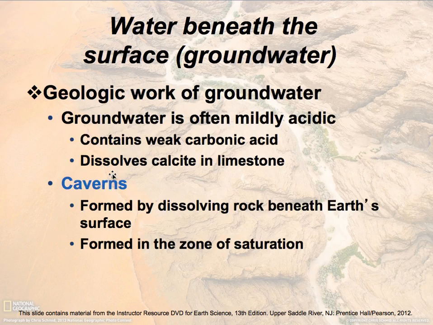The geologic work of groundwater is one of the most interesting things, although it's not incredibly important for humanity. Groundwater is often mildly acidic because it contains dissolved carbon dioxide that makes it a weak acid called carbonic acid, which dissolves the calcite mineral readily in limestone. Caverns are formed by dissolving rock beneath the Earth's surface, and they're typically formed in the zone of saturation.